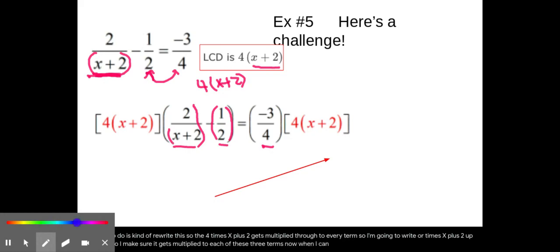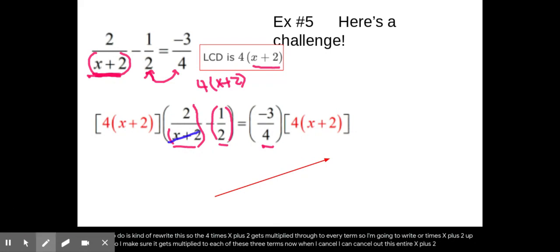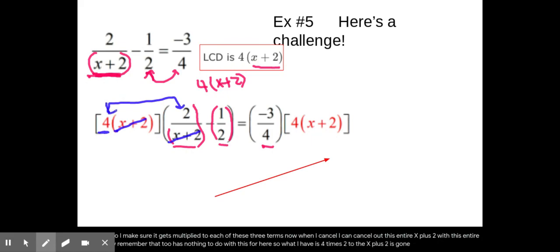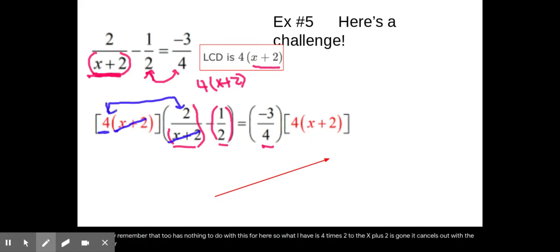Now, I can cancel out this entire x plus 2 with this entire x plus 2. Now remember, that 2 has nothing to do with this 4 here. So what I have is 4 times 2. The x plus 2 is gone. It canceled out with the denominator.